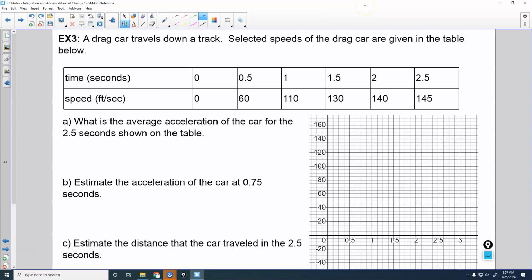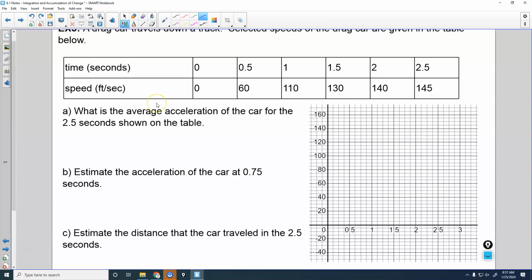I think the idea of splitting it up is okay. All right, let's look at this. A drag car travels down a track. Selected speeds of the drag car are given in the table below. I want to know the average acceleration of the car for the 2.5 seconds shown on the table. What should I do to find average acceleration?